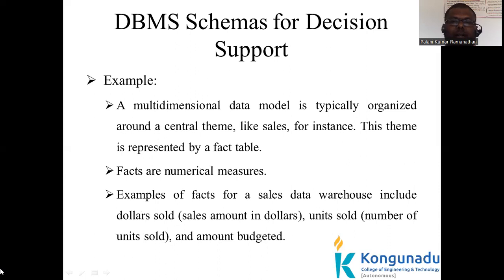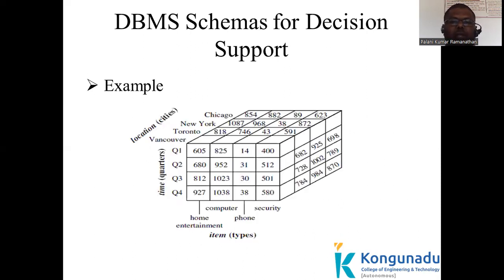So the multidimensional data model has two different terminologies: one is the fact table and the other is dimensions. Facts are numerical measures. For example, facts for a sales data warehouse include dollars sold, units sold, and amount budgeted. This is a simple example diagram for a multidimensional data model in terms of a data cube. It represents the locations, items, and time periods in which a particular product sells. With this diagram, I'm just explaining what it defines.